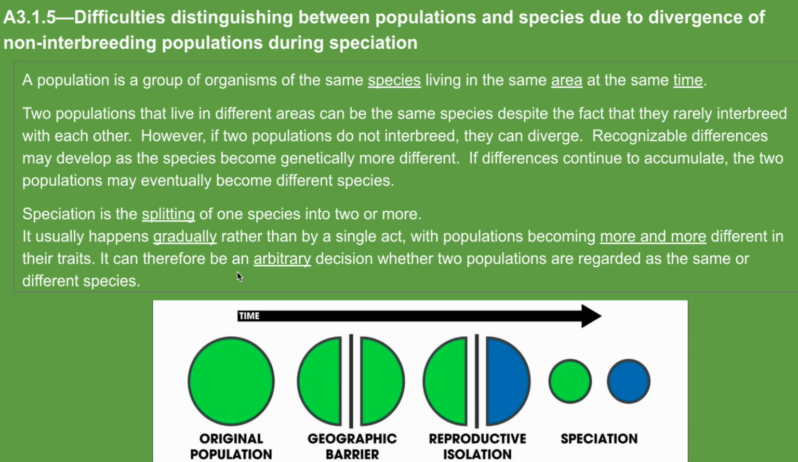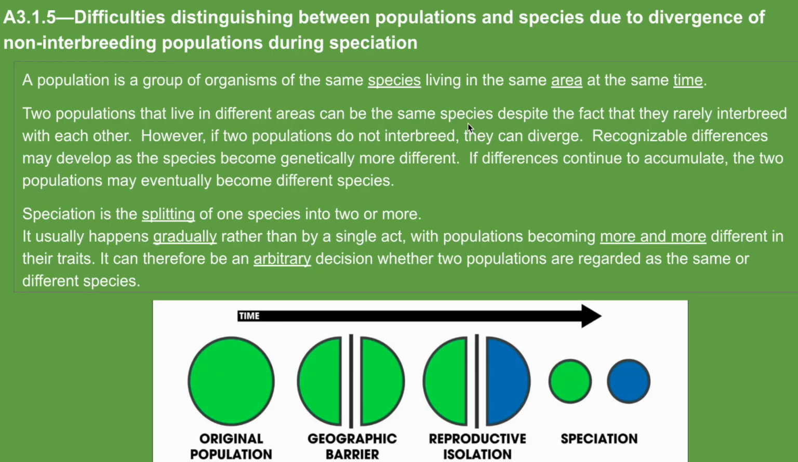Now, a population is a group of organisms of the same species living in the same area at the same time. So if we have a forest and there's a population of frogs living there that are all those green frogs with red eyes, right? That might be a population of a specific species of frogs living in that forest at the same time. Two populations that live in different areas can still be the same species, right? There can be another forest a ways away with green frogs with red eyes of the same species, and if they were to meet, they could potentially interbreed and produce fertile offspring.